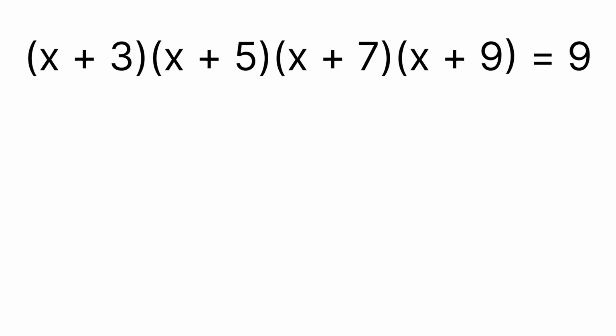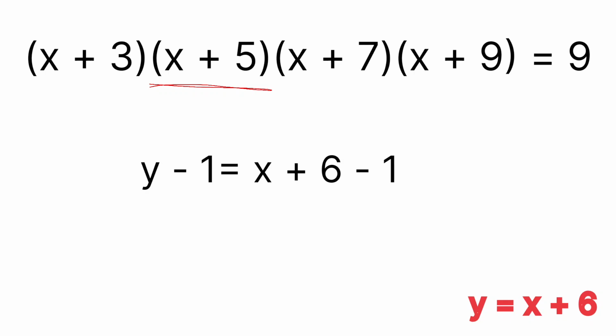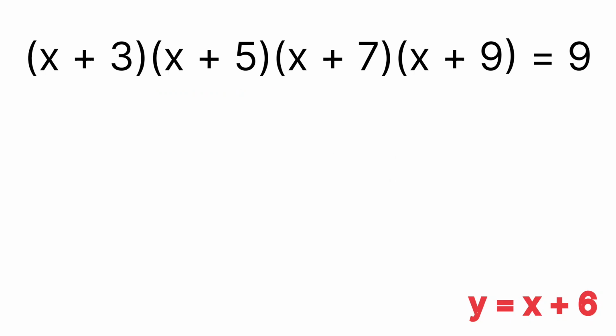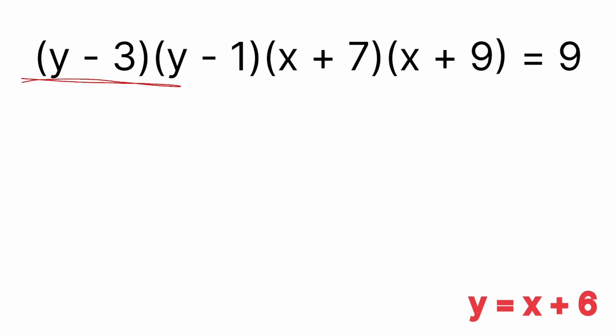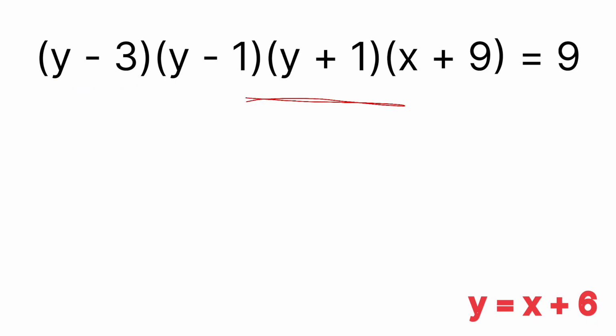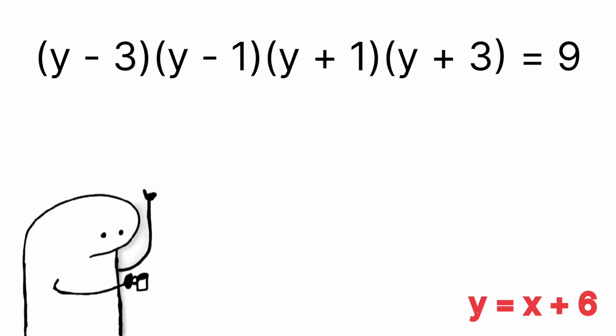Now, let's set a value for y. y equals x plus 6. So what's x plus 5? Well, that's just y minus 1. Now, we can replace x plus 5 with y minus 1 and do the same for the other numbers. Replace this one with y minus 3, replace that one with y plus 1, and this one with y plus 3. In the end, our equation now looks like this.